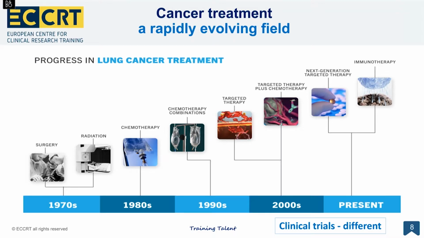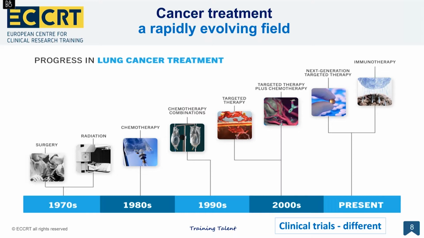Now here you can see a nice picture of how we have evolved, in this example for lung cancer. In the 70s, we only had surgery. Then they added some radiation. In the 80s, they said we need to treat all our lung cancer patients with chemotherapy. Then they started to combine chemotherapies, and a lot of trials were combining and finding the right dose for the right patient. And then in the 2000s, they started with targeted therapies.